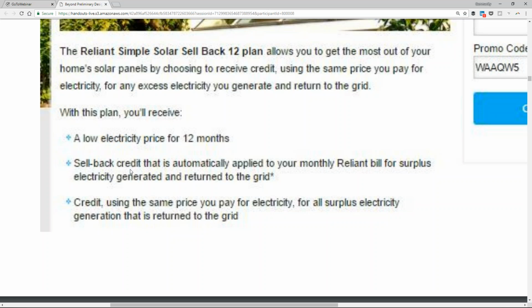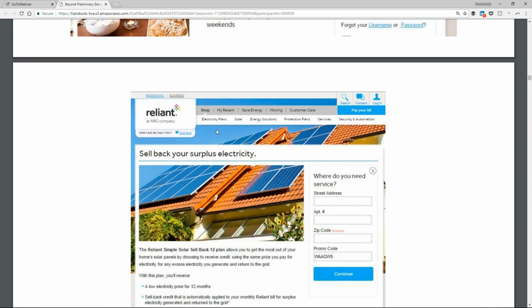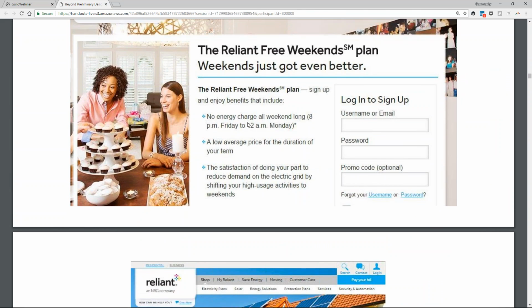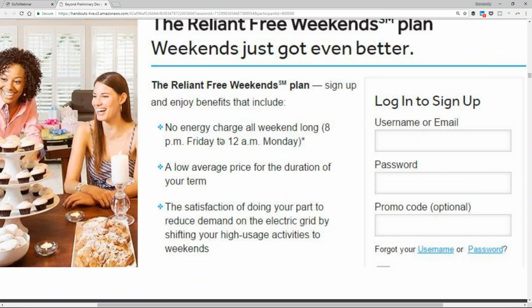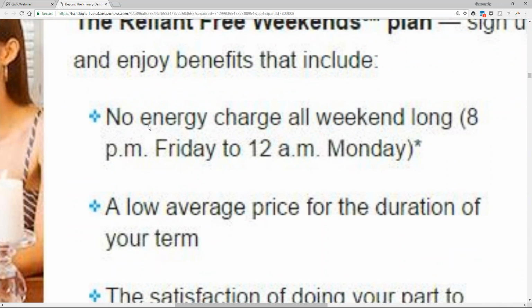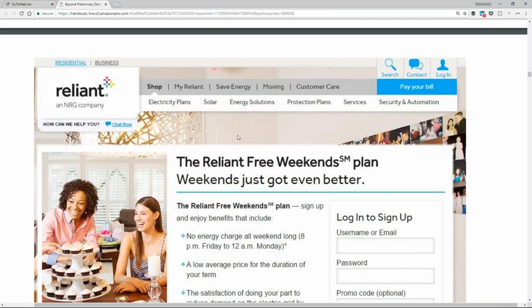Now that's kind of disingenuous because we have to remember this is a retail electric provider, and they say no energy charge on the free nights and weekends. I was just saying how that's free electricity. Well, that's not necessarily the whole truth.